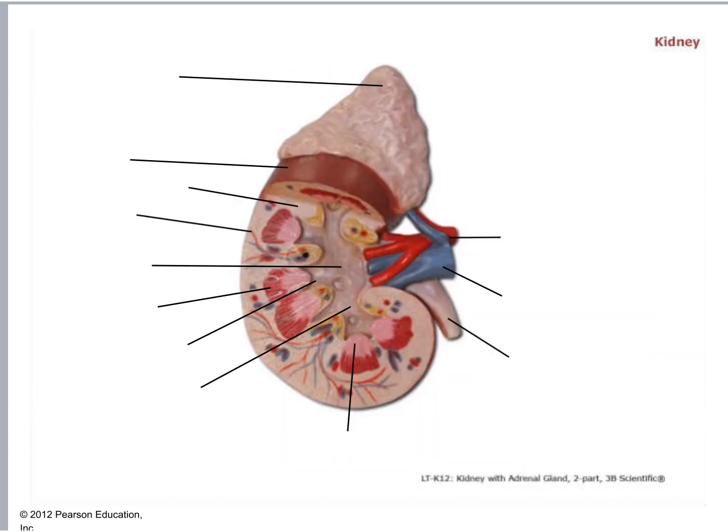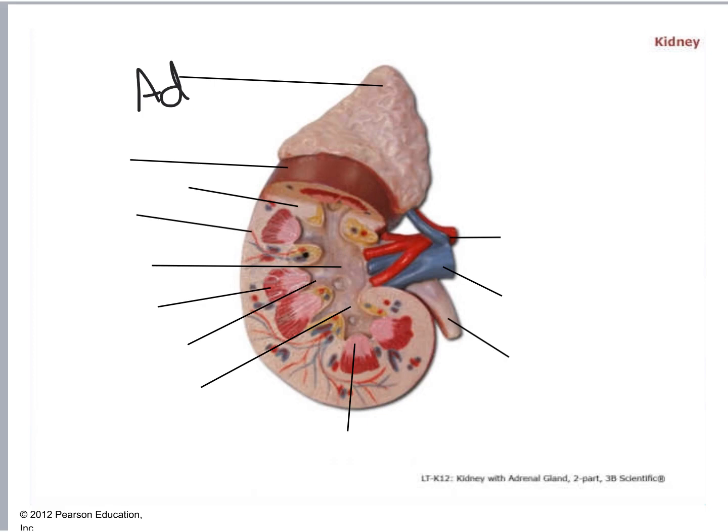This is also a model of the kidney, and now we can see the adrenal gland right above it. So we're going to start with this line right here. We're going to label it and then work our way counterclockwise all the way around the kidney. All right, so the first thing that's on the upper left, that is the adrenal gland.